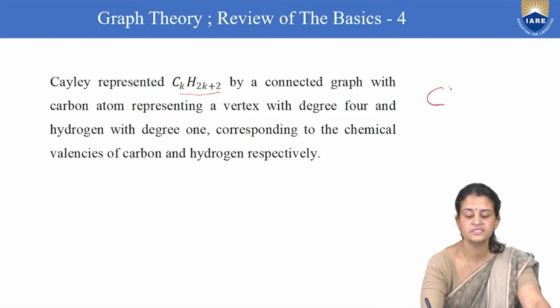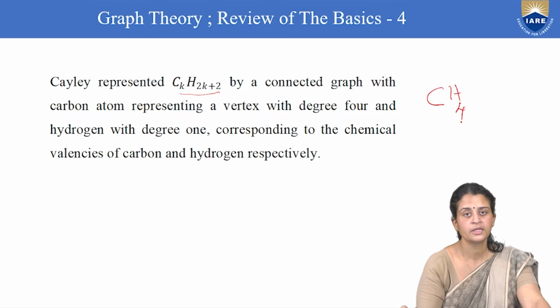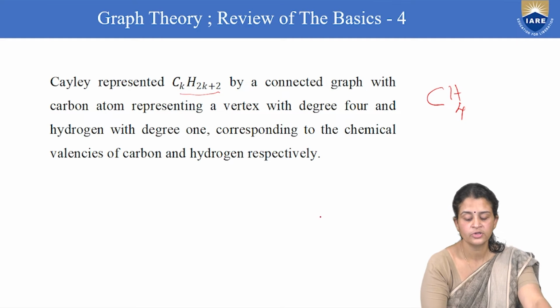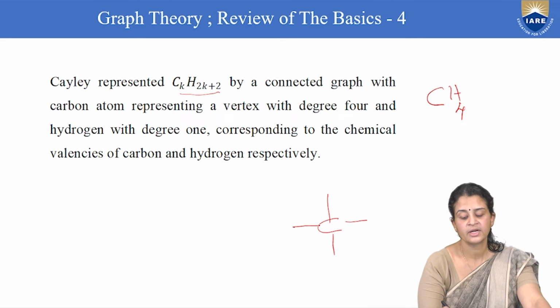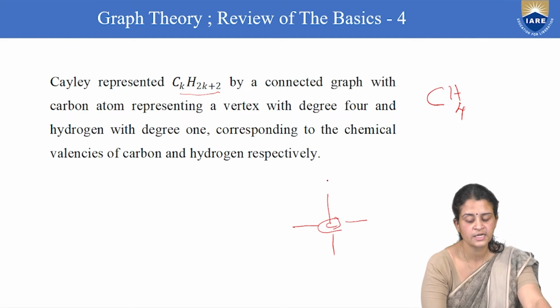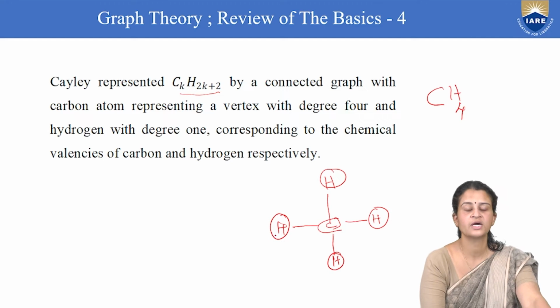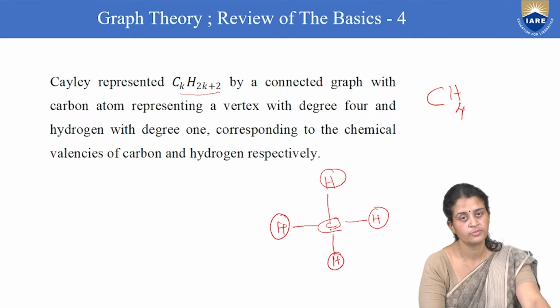So how will it be when k equals 1, that is C, instead of writing C1, we will write CH4, right? According to the Cayley construction, it can be represented by C, the carbon atom, with 4 valencies, and it has 4 hydrogens. And the degree of each hydrogen vertex is 1, and the carbon has degree 4.